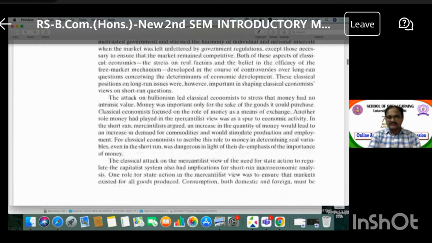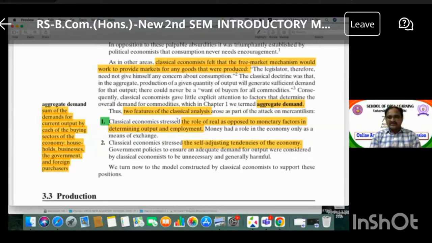Generally, what the classical theory is, first we can go for the direct theory. The classical economists stressed the free market mechanism. This is the key word. The classical theory describes how income and output fluctuate, or the factors that determine them, right? The classical economists stressed that the free market mechanism would work to provide markets for any goods that were produced. Got it? That means goods are freely exchanged in the market, one for another. They can produce freely, a free market mechanism. The classical doctrine was that, aggregate production being given, the quantity of output will generate a sufficient demand for that output, by the factors of production.